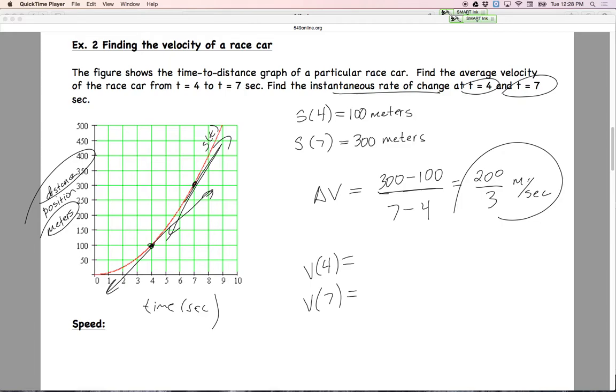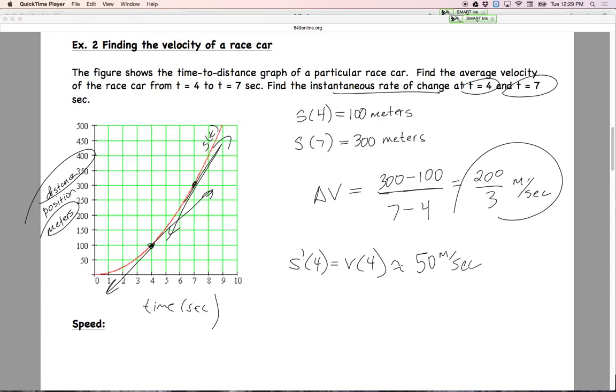We're going to look at it at 4, draw in a tangent line where you think it should go, and then you're just going to look at it and say, ooh, these go up by 50, these go over by 1. It looks like it goes up 50, right 1. So what would you say approximately is the velocity at 4 seconds? 50 per second. I'm actually going to write it S prime of 4, which is V of 4, is approximately 50 meters per second.